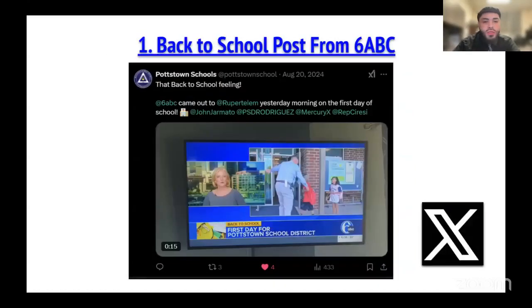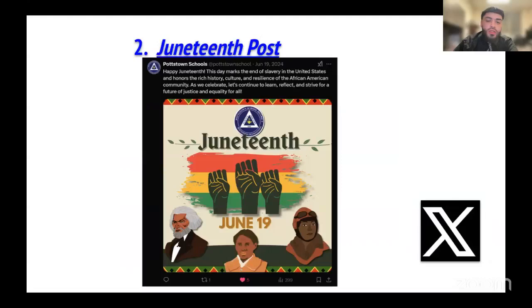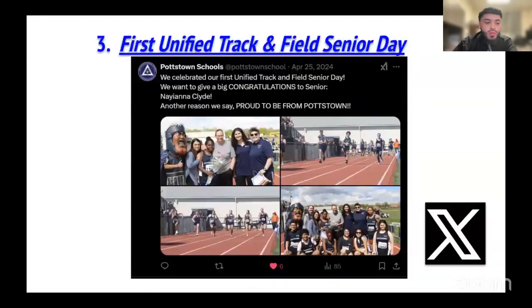Moving on to X, the platform doesn't really permit us to get deep insights of how deep we got for Facebook and Instagram. So I went with our most reach. You can see from the number at the bottom right here is the number of accounts that we've reached. So in 2024, our number one is back to school post from 6ABC. Second, we have Juneteenth posts with 299 accounts reached. And then third, we have our first unified track and field senior day with 85 accounts reached.